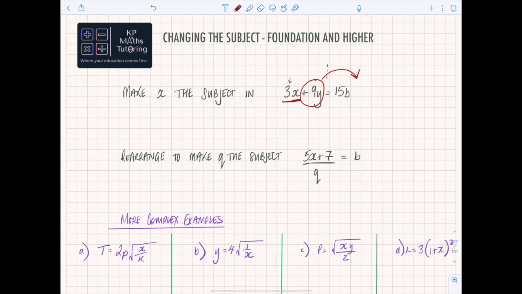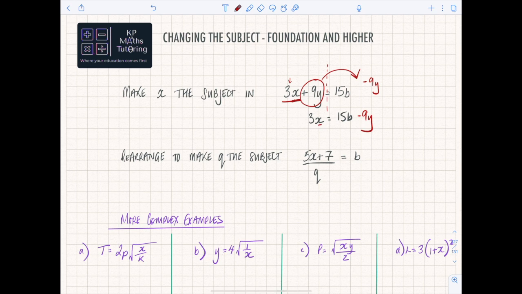Now, as soon as you move something over this equal sign, if you want to think about it like a wall, it changes signs. At the moment, it's a plus 9y, so when I move it over, it becomes a minus 9y. So I've got 3x, which hasn't moved, the 15b hasn't moved, and now the 9y becomes minus 9y. Always think to yourself, can I put these things together? Well, no, I can't, because that's a b and that's a y, so they can't go together.